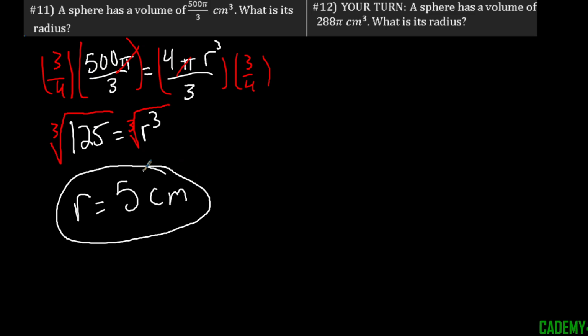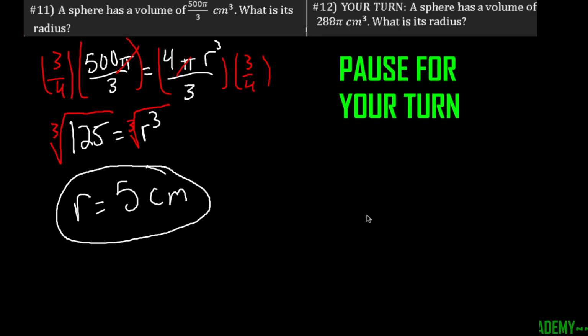All right, and for number 12, it says your turn. It gives you the volume of the sphere being 288 pi cubic centimeters. And it says, what is the radius? So try and pause for your turn and check with me.